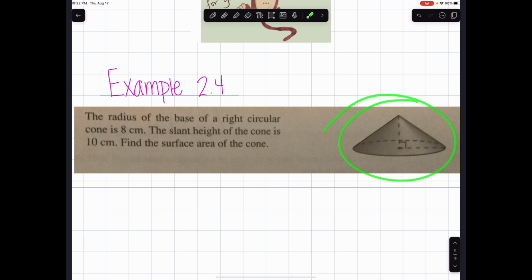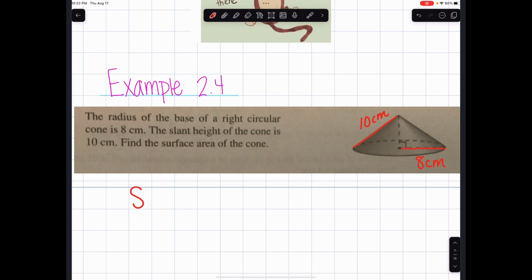This looks kind of like a Chinese hat or something like that. It says the radius of the base of this right circular cone is 8 centimeters. So what are they talking about? This radius here. This is a circle at the bottom. If you picture a hat, that's a circle. So the radius here is 8 centimeters. I'm going to write that down. Slant height of the cone is 10 centimeters. So they're telling you that this is 10 centimeters, the slant height. Okay, they just want to know the surface area of the cone.